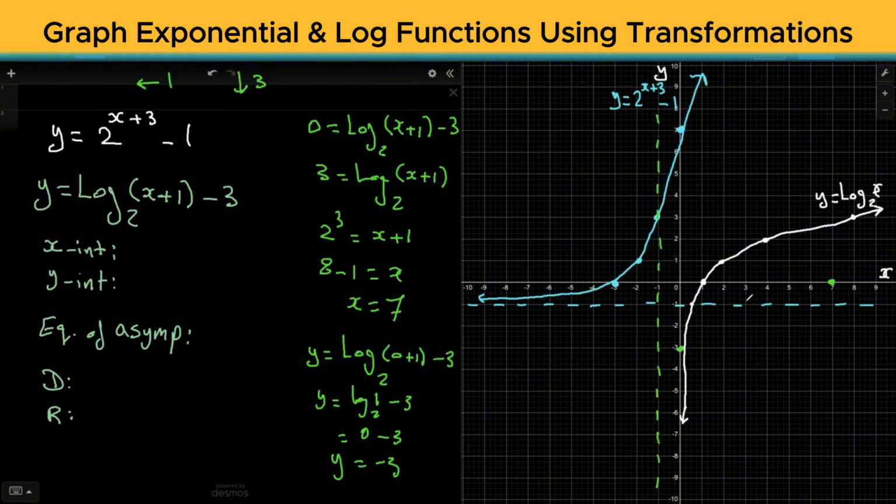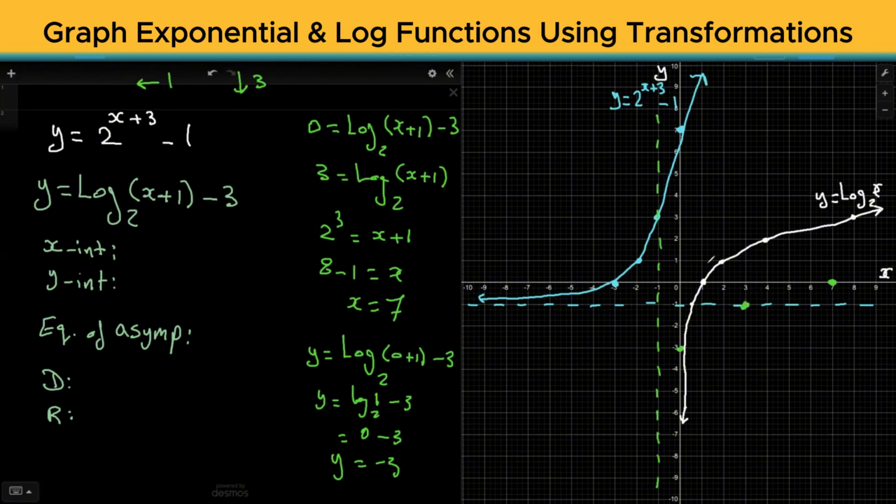And now we're going to translate the points 1 to the left and 3 down. So I'm going to take some of these points right here. Let's start at this. Move it 1 to the left and 1, 2, 3 down. So that's just the x-intercept. This became the x-intercept. Let's take this, move it 1 to the left, 1, 2, 3 down.